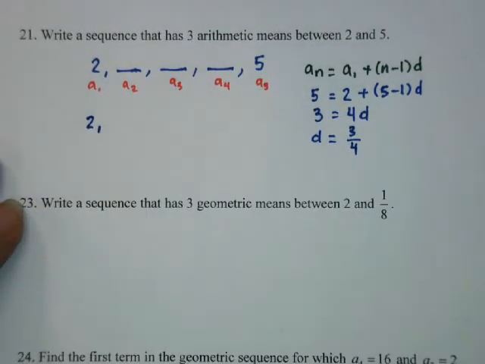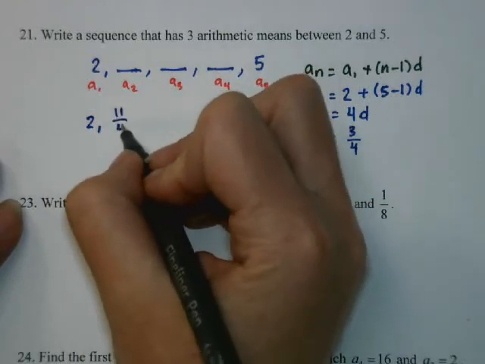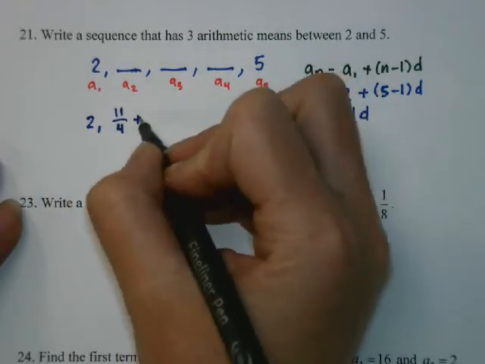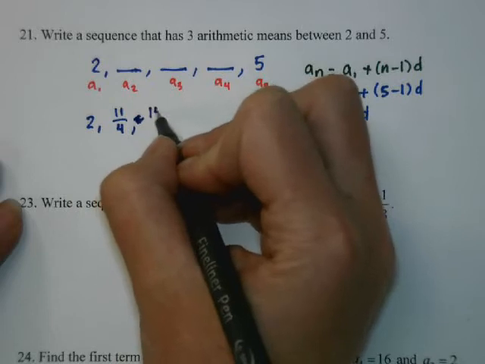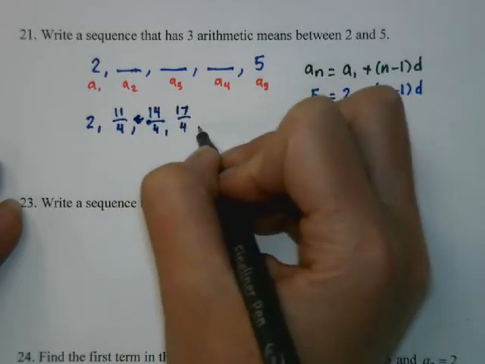So 2 would be 8/4. Plus 3/4 is going to be 11/4, 14/4, 17/4, and 5.